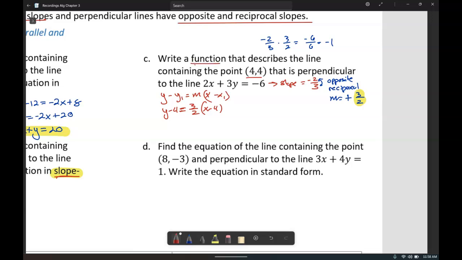And then we're going to write it in function notation, which is the same as slope-intercept form, but with an f of x. So we simplify with distributive property, and we go ahead and add 4, and we go ahead and change the equation from y equals to f of x equals. And there's our equation in function notation.